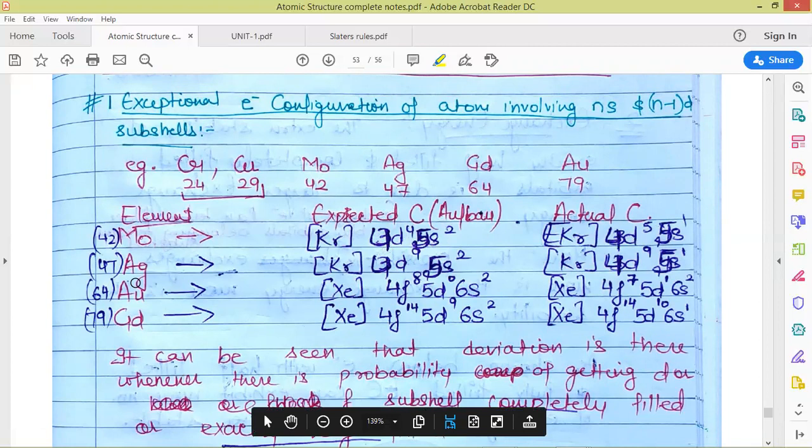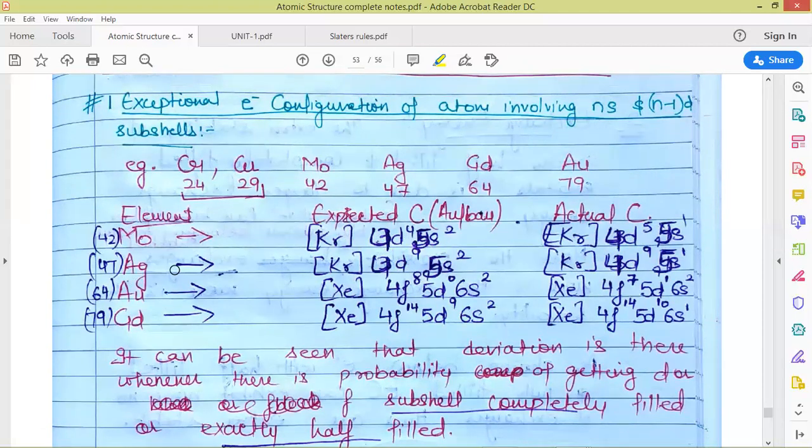The same thing happens for silver as we discussed for copper, that it becomes 4d10 and 5s1. Here it should be 10; this is a mistake, so it should be 10 in place of 9. For gold, the expected configuration is 4f8, 5d and 6s2, but the actual electronic configuration becomes 4f7, 5d1 and 6s2. So one of the electrons from the f orbital shifts to the 5d orbital.